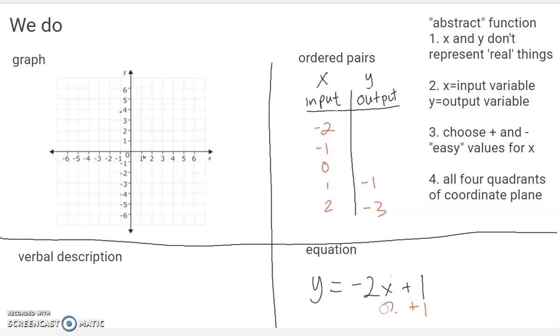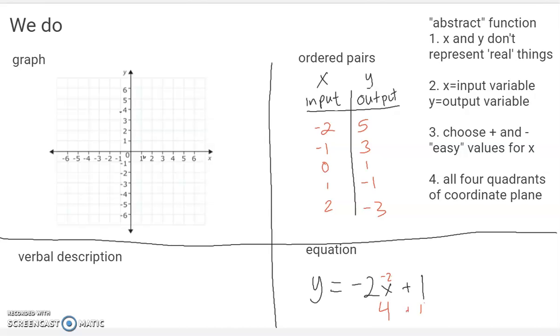Erase and start again. If I input 0, negative 2 times 0 is 0, plus 1 is 1. If I input negative 1, negative 2 times negative 1, weirdly, is positive 2, plus 1 is 3. And if I input negative 2, negative 2 times negative 2 is 4, plus 1 is 5. So those are my ordered pairs.